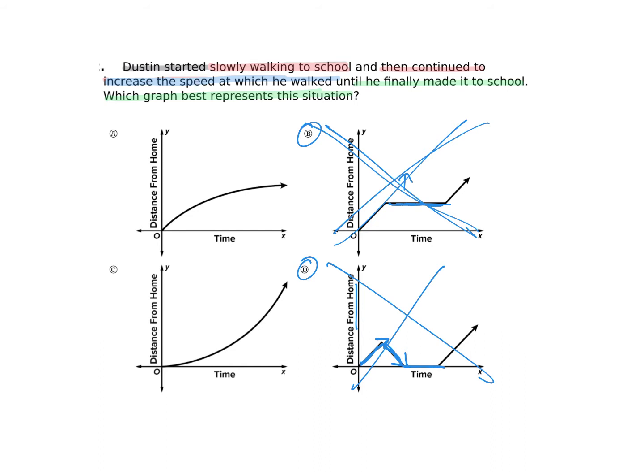All right, so a key word in this one is that he increases his speed. So it has to get a little steeper. So I would say like this one, okay, so he slowly is walking towards school. This is going up at kind of a slow rate to start with, right? And he's going further and further away from home. And then it looks like he increases his speed. So now here, this looks like an increase in speed. He's going a little bit faster here, and then he finally gets to school. So I would say C is probably the best graph.